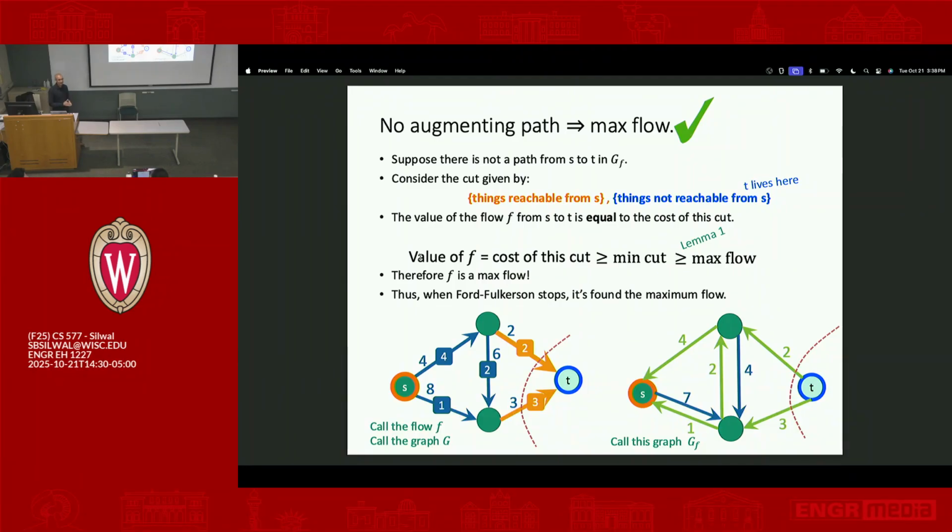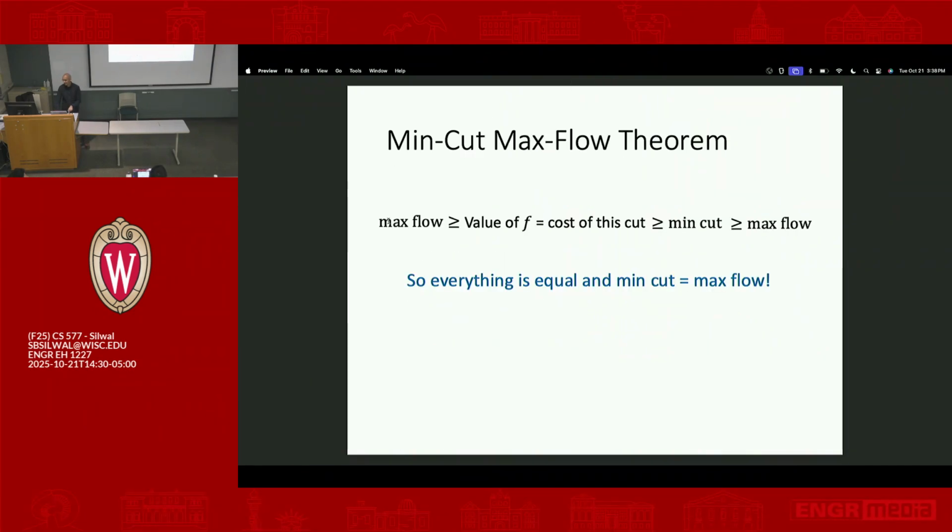All right. So the final conclusion is when the algorithm stops, it has found the maximum flow. And along the way, we proved that max flow is equal to min cut, right? Because max flow is on this side, max flow is on this side, so this must be all the same. But look, min cut is somewhere in the middle. Okay? So everything is equal, and that's why max flow is equal to min cut.